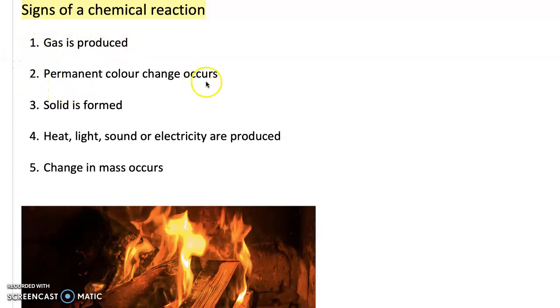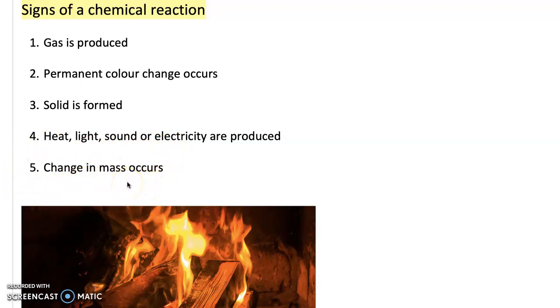Another is a permanent color change may occur. A third one is a solid is formed. These are called precipitation reactions, which you'll learn more about in future years. We can have heat, light, sound, or electricity being produced. And another one is a change in mass from what we started with.